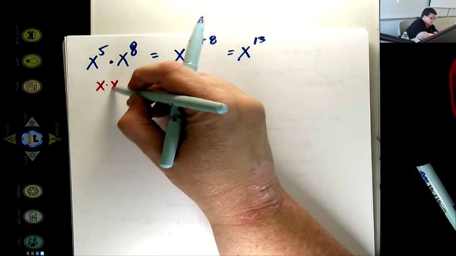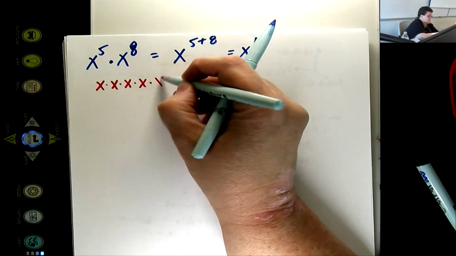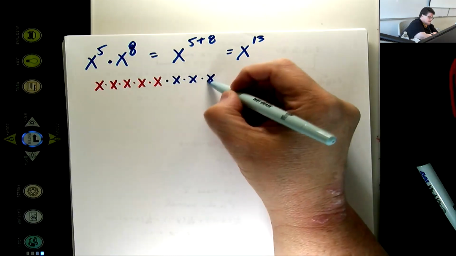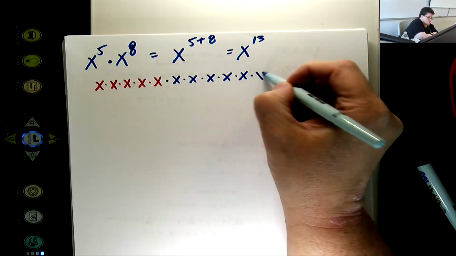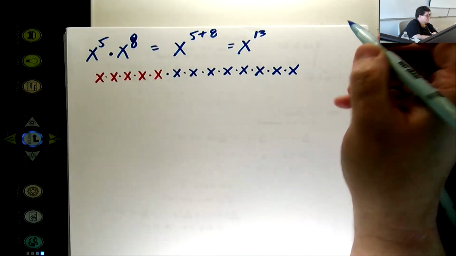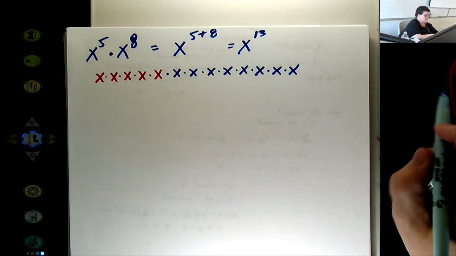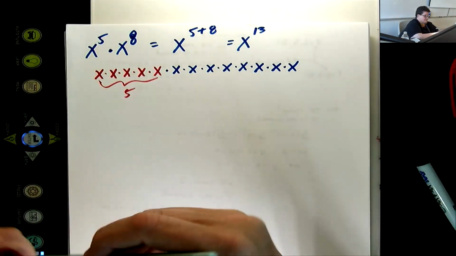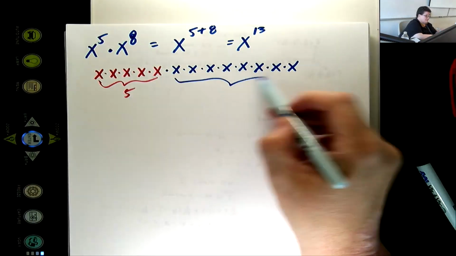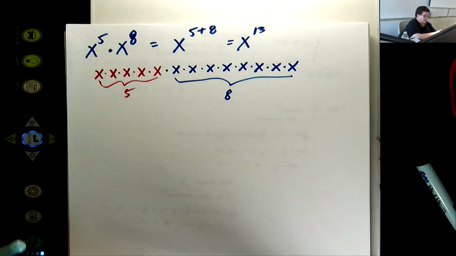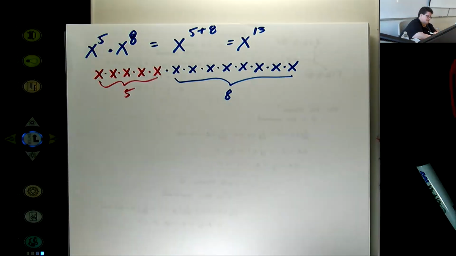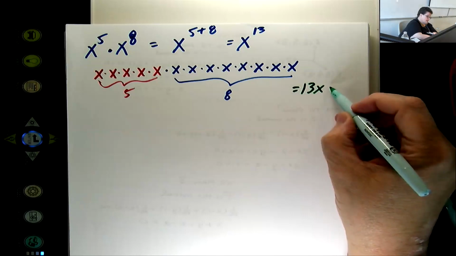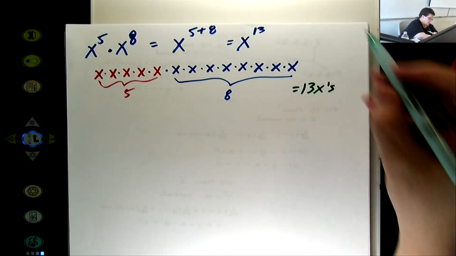X to the 5th power is like writing this. And x to the 8th power is like writing this. I wish I hadn't chosen 5 and 8 for this example. So there's 5 here. There's 8 here. And that means there's 13 x's there total. So, x to the 13.